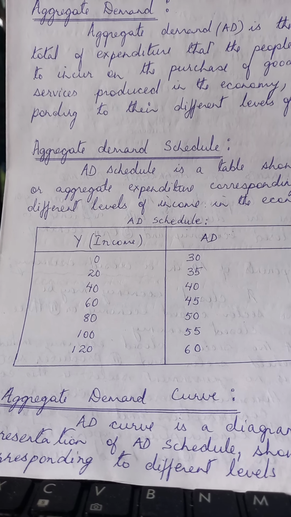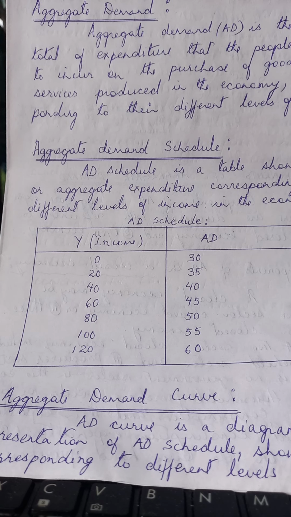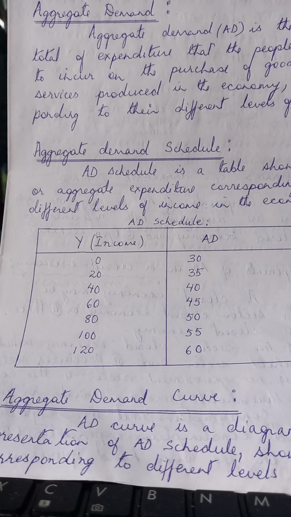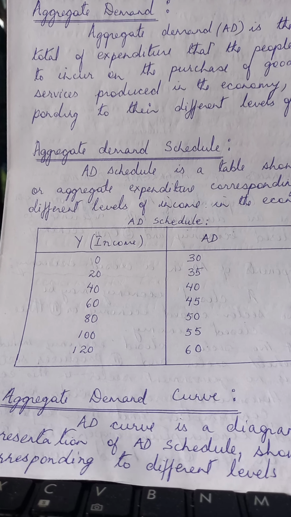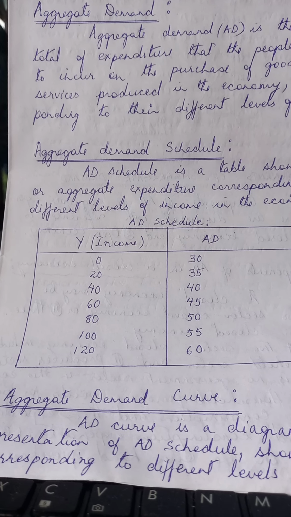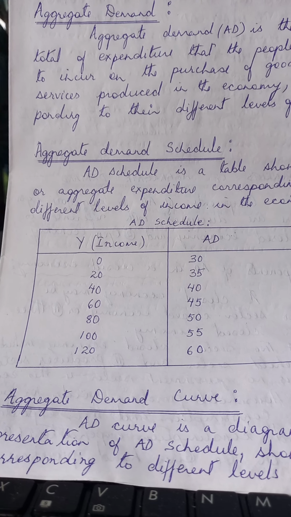So this word demand in economics does not simply mean our desires or our wishes. It refers to our desires, but something more. It should be backed by our willingness and the capacity to pay.